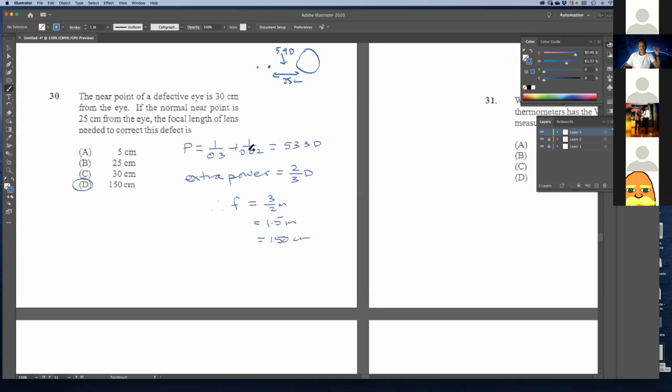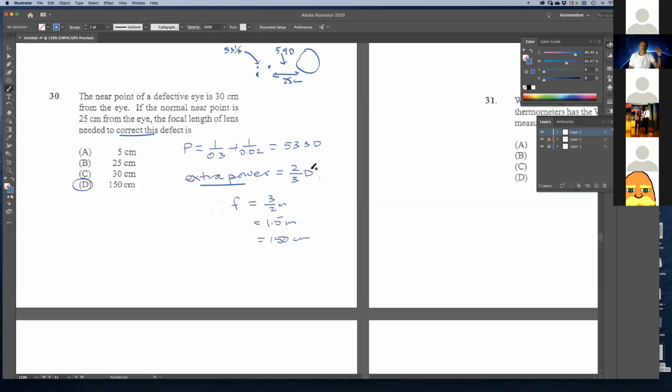In this question, they're telling us that the person's near point is 30 centimeters away. The power of that person's eye at 30 centimeters, I did the calculation already, is not 54, it's 53 1/3. Therefore, to correct that defect, I need to get them up to 54. I need to give them an extra power of 2/3 diopters.